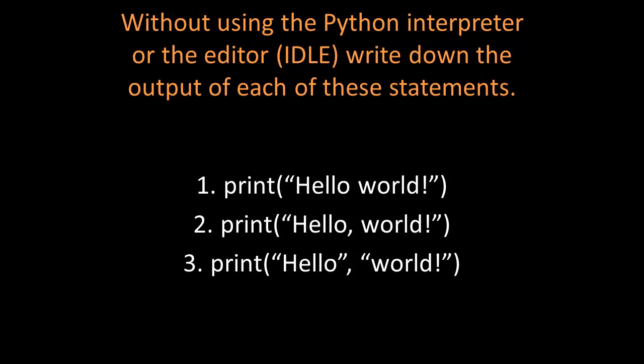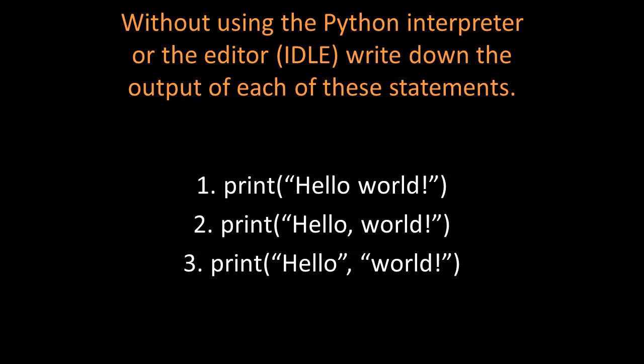Without using the Python interpreter or the editor, aka without using your computer, write down the output of each of these statements below. What basically I want you to do is develop a very important skill I think all programmers should have, and that's the ability to read code without using a computer to run it. There's going to be a lot of cases in the real world, or just even by yourself, when you're looking at someone else's code and you want to try to figure out what it does.